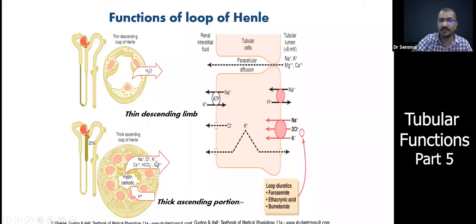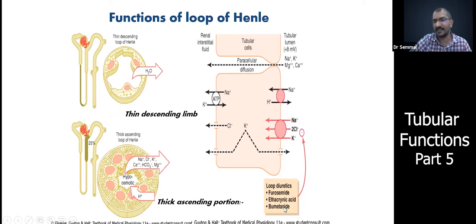So the function of the loop of Henle is taking back the water and the sodium, chloride, potassium, calcium, bicarbonate, magnesium, and it is throwing the hydrogen into the lumen. So 25% of reabsorption is happening in these parts of the loop of Henle. This diagram shows you some important and interesting pictures.